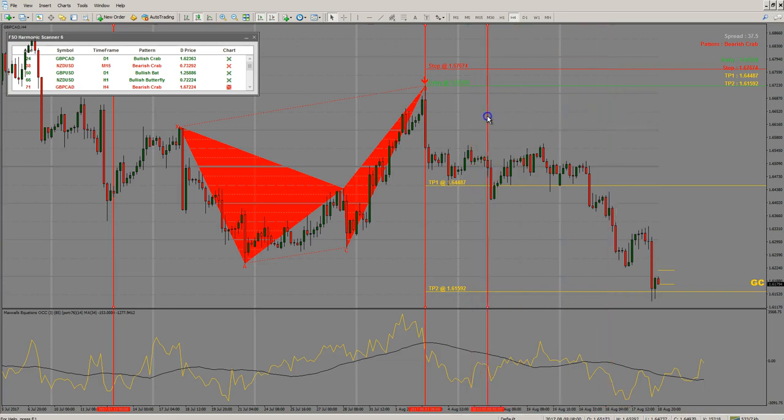So, something like this. Delete this. My drawing tool. Would I trade this pattern? I wouldn't. Actually, it looks very nice. It even hit take profit 2 on 4-hour time frame. But I'm very picky with my trades, and I don't like so many pullbacks here. I don't like it at all.